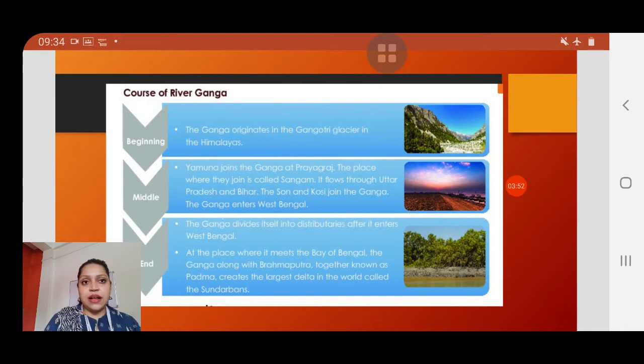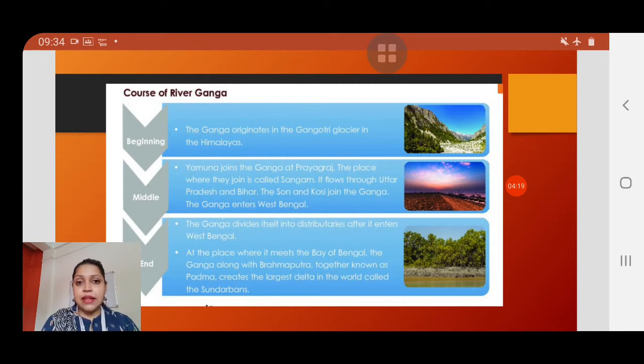Then number 2 is the middle. Yamuna joins the Ganga at Prayagraj. The place where they join is called Sangam. It flows through Uttar Pradesh and Bihar. The Son and Kosi join the Ganga, and the Ganga enters West Bengal. So here children, Yamuna joins the Ganga at Prayagraj. What is Prayagraj? Prayagraj, children, is the place.